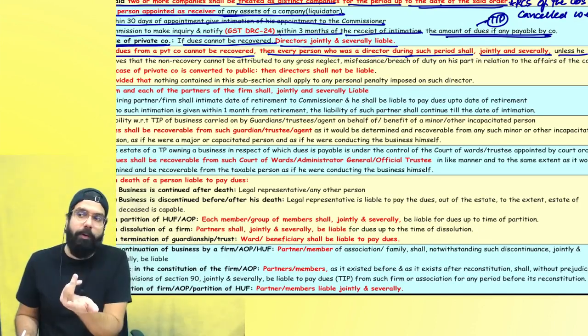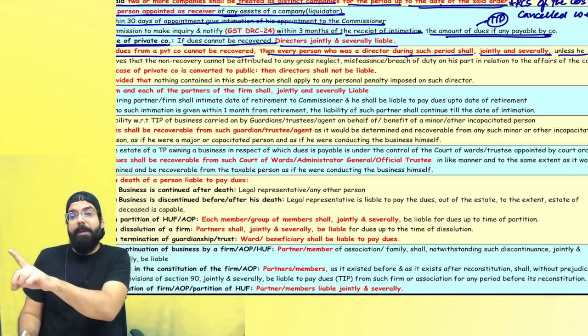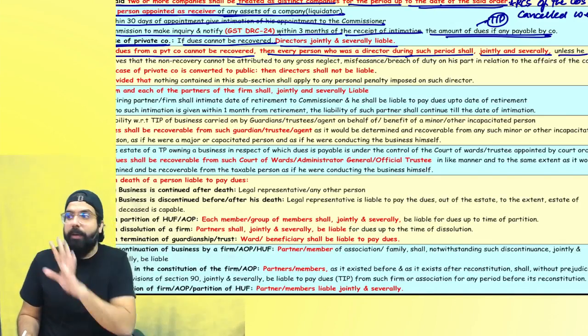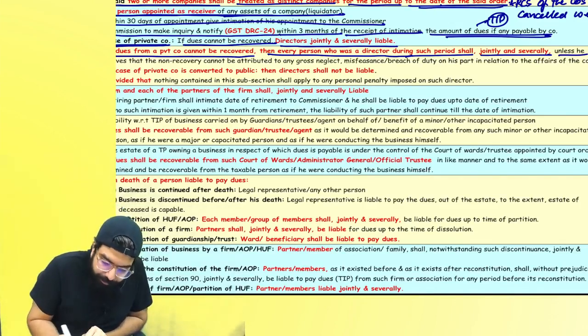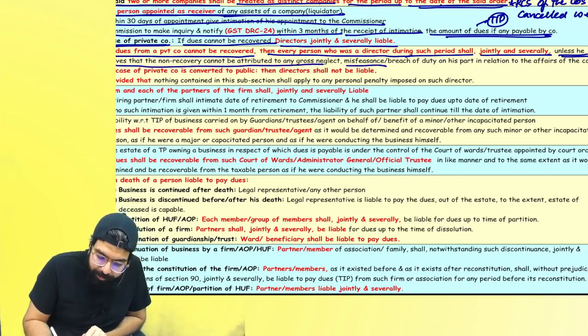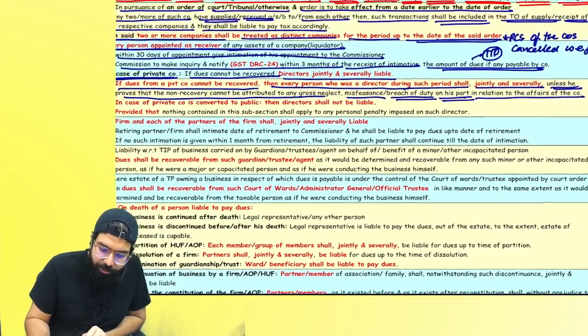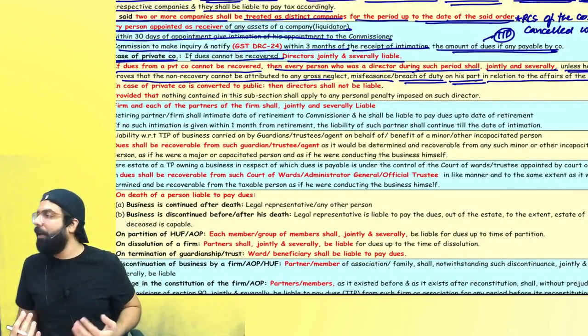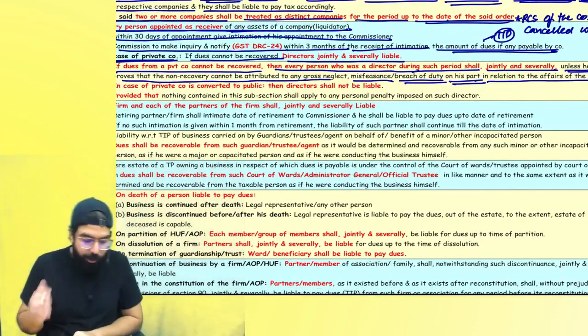If the company could not pay, who will be liable? Public company, maybe the liquidator. Private company can pay, very good. Otherwise, the director. See, unless the director proves that non-recovery cannot be attributed to his gross negligence, misfeasance, or breach of duty on his part in relation to the affairs of the company. He's telling, sir, I have not done any mistake, don't recover it from me. Then they will not recover it from you. You have to prove that.